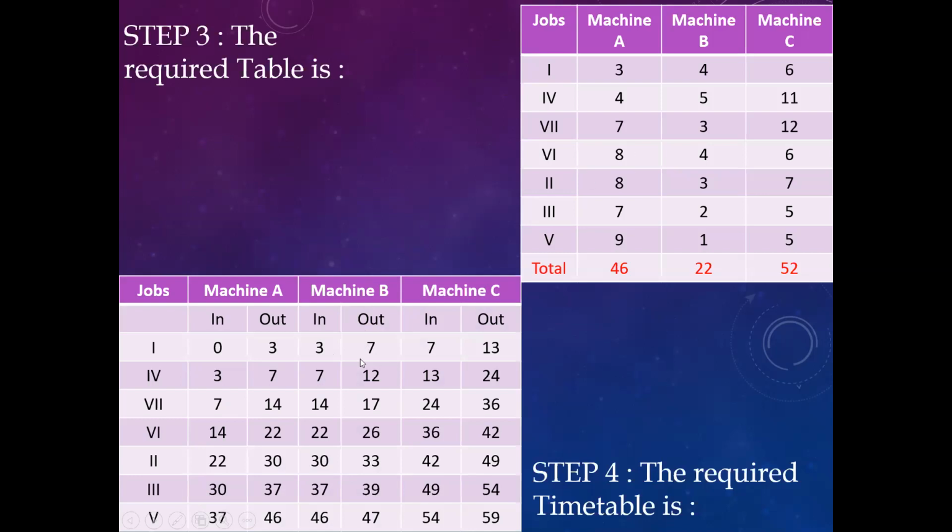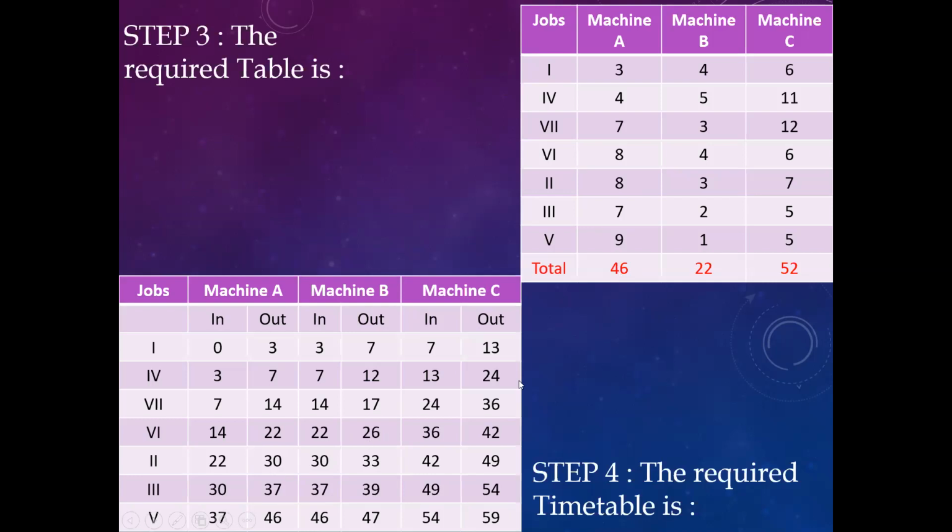Then 7 plus 5 gives you 12. Is 12 greater or 14? 14. So you have to be careful in this particular step. 14 plus 4 gives you 17. Is 17 greater or 22? 22. So 22 plus 3, sorry, 4 gives you 26.